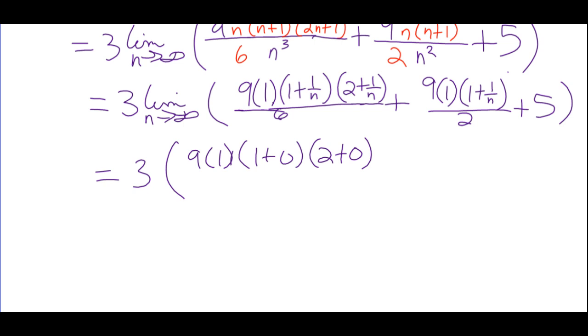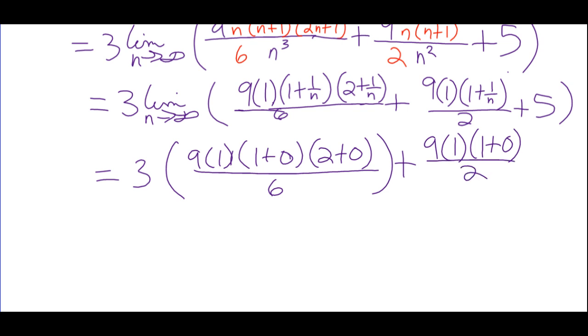Okay, so the limit as n approaches infinity. We've got a 9, we've got a 1, we've got a 1, we've got a 0, right? 1 plus 0. Okay, 1 over n approaches 0. We've got a 2 plus 0, that's all over 6. Plus, we've got a 9, we've got a 1, we've got a 1 plus 0. And we've got a 5.